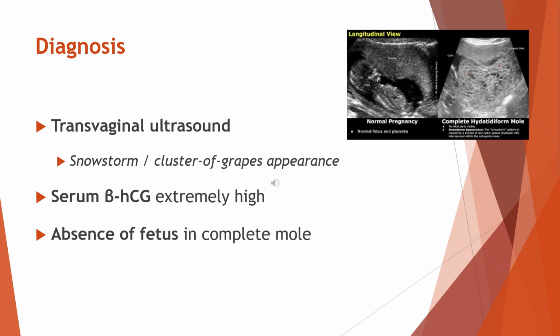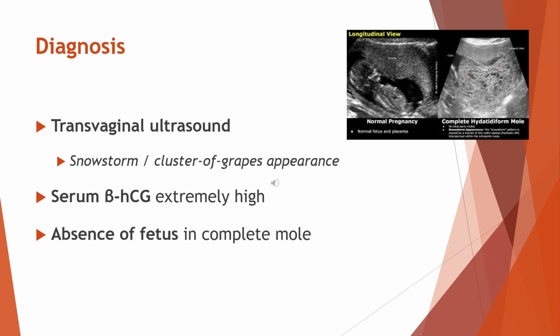Let's see about how a molar pregnancy is diagnosed. The most important tool is the transvaginal ultrasound. In a complete mole, the ultrasound shows a characteristic snowstorm appearance, or a cluster of grapes pattern, because of the swollen, fluid-filled villi. This helps distinguish it from a normal pregnancy.